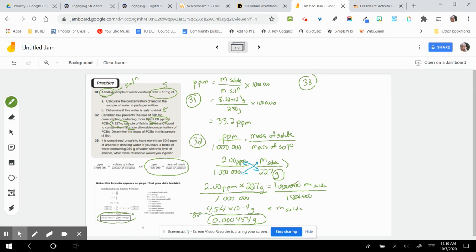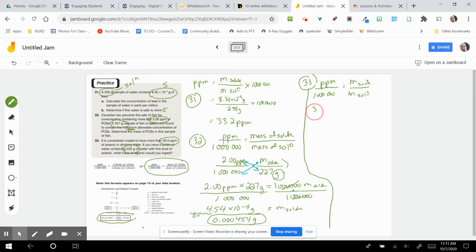Okay, it is considered unsafe to have more than 50 parts per million of arsenic in drinking water. If you have a bottle of water containing 250 grams of water with this level of arsenic, what mass of arsenic would you ingest? All right, so this is actually just like the last question. Same kind of setup. We are given parts per million and we're given the solution value and we're looking for the arsenic, or the solute. So let's set it up exactly the same way. Parts per million over 1 million equals mass of solute over mass of solution.